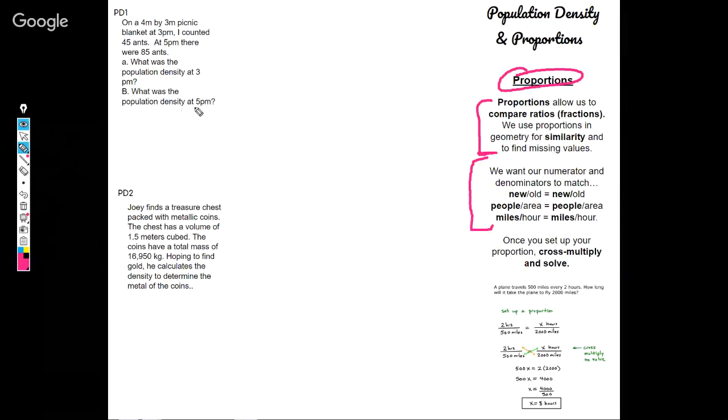Here we have population density also. It says on a 4 meter by 3 meter picnic blanket, so right away we know we're going to do something with area. Because it said 4 meter by 3 meter, we're going to multiply, so now we know the area is 12 meters squared. Then it says I counted 45 ants. So what is the population density?